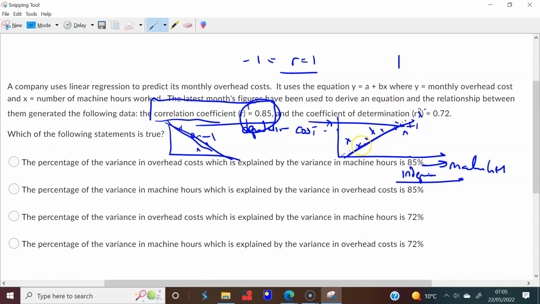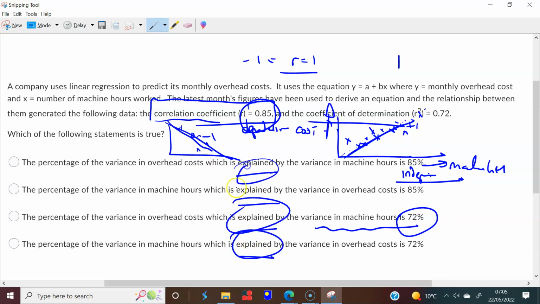So we're saying that the closer these are to being on the same line, the more we can argue that whatever is happening on the x-axis, which in this case is the machine hours, is causing the overhead costs. So this is about causation, and that's 0.72. The correlation coefficient just tells us the extent of the relationship, but it doesn't say that it is caused by. And you see, this question is really all about causation. That's why they've used the word explain. And for that, we need to look at the coefficient of determination.